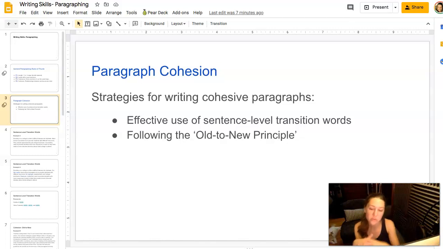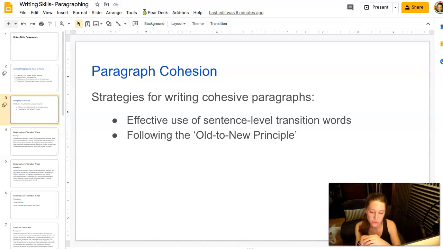Okay, the rest of this tutorial is about paragraph cohesion. Cohesion is essentially flow. Maybe you've described your own writing or someone else's writing as flowing, or maybe not flowing, being choppy. When we talk about flow, we're essentially talking about paragraph cohesion. Cohesion is about having clear relationships between ideas, between sentences, a clear progression of ideas.